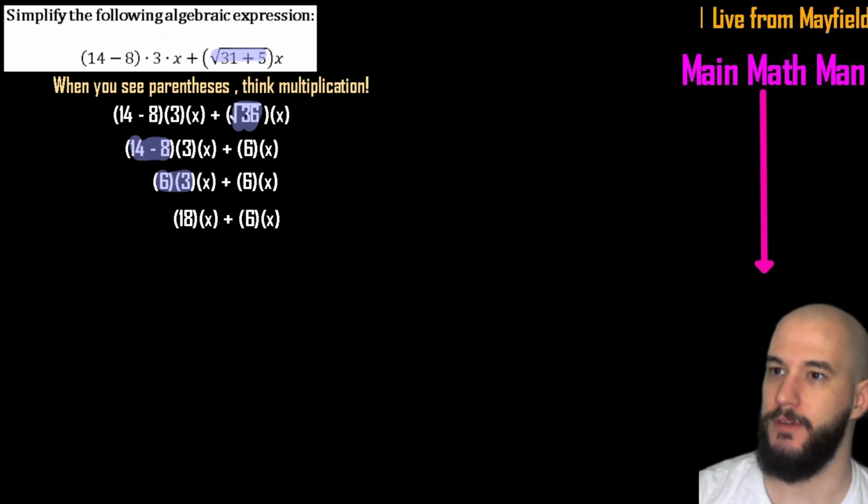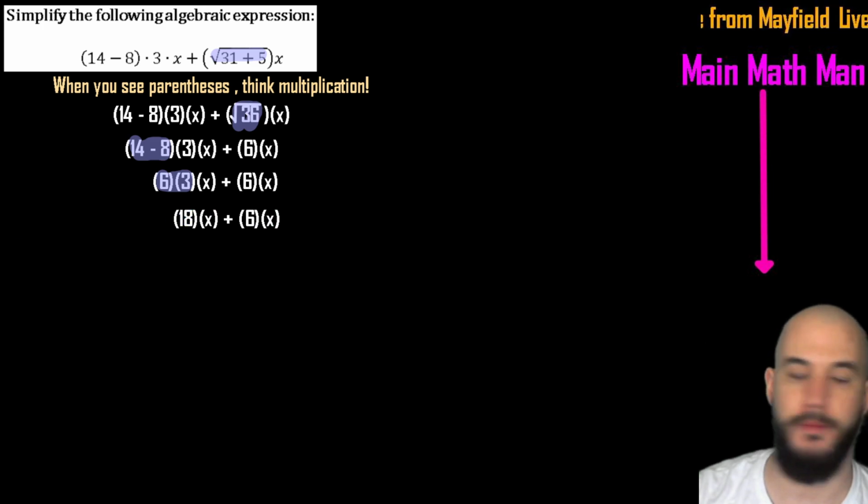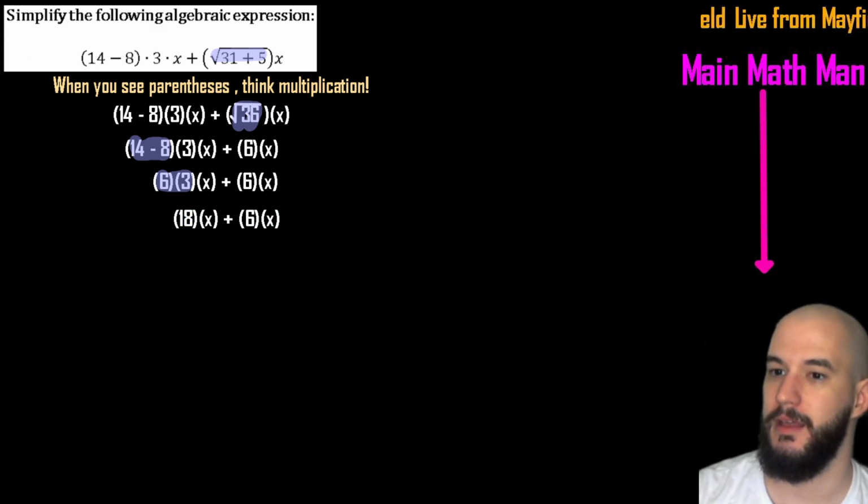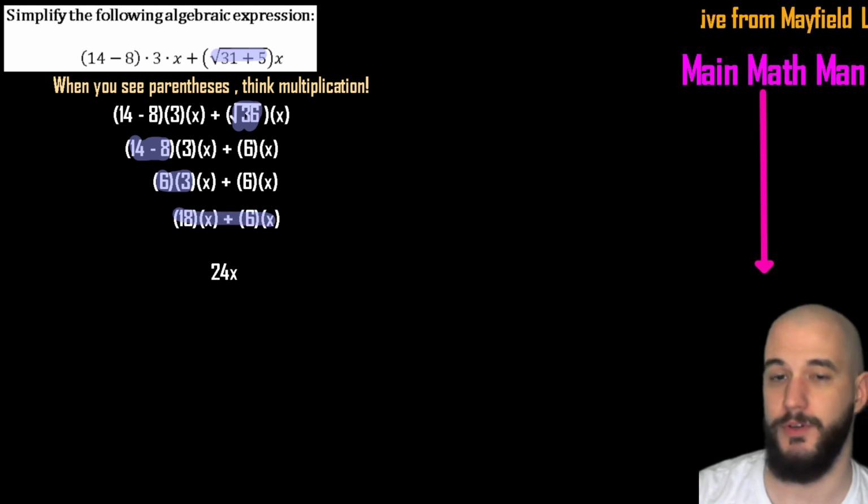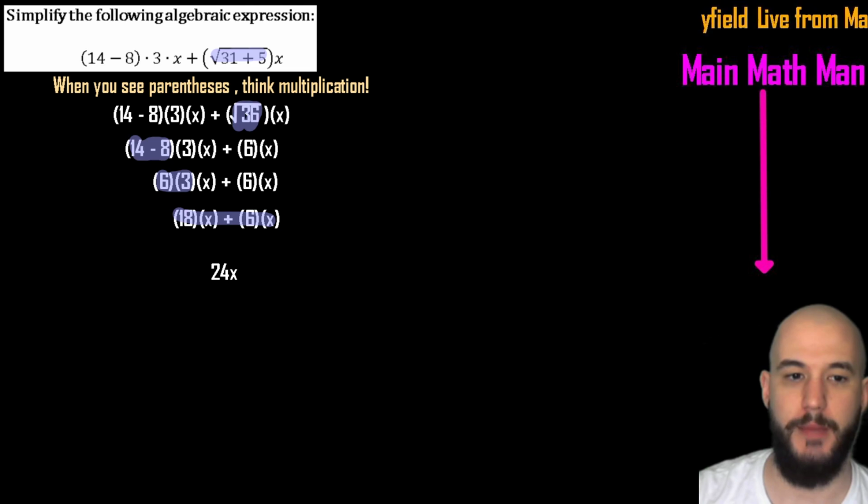Again, just add those coefficients together, and so I have 18 plus 6, which is going to be 24x. Make sure you can see those for yourself, and smash that subscribe button.